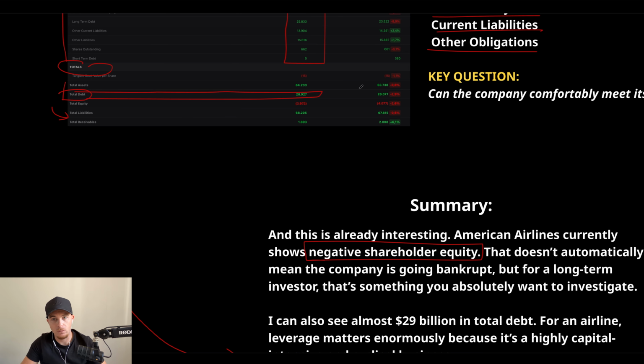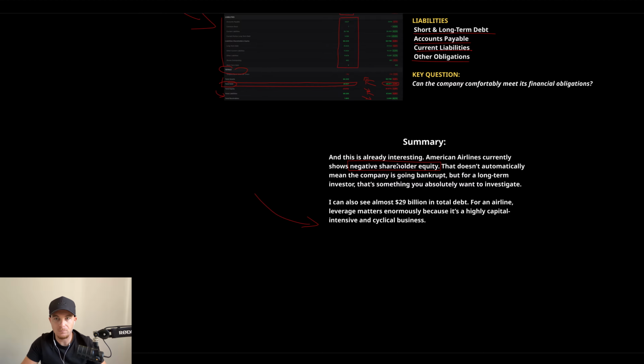The previous quarter, the Q1, it was 28. So it increased a little bit, right? Total assets increased a little bit as well. The total equity decreased a little bit. The total liabilities increased a little bit, and the total receivable decreased a little bit, okay?